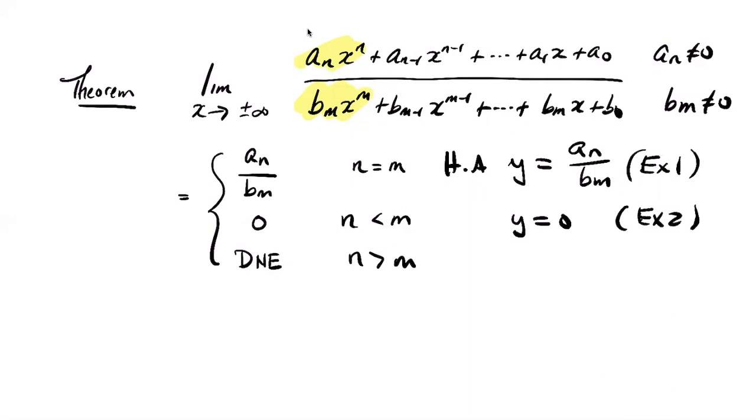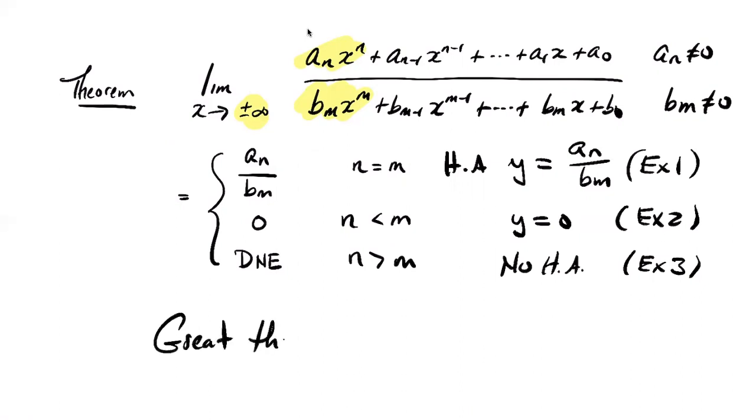The last case is the flip side. If n is bigger, when you divide everything by the highest power of x, the numerator won't go to 0, but the denominator will. That limit will never exist. You'll never get a horizontal asymptote in that case. That's like example 3. All right. So this is a great theorem for limits at plus or minus infinity, because those things will vanish no matter which way x is going, for rational functions. So this applies to ratios of polynomials. It's a great result for limits at infinity for rational functions.